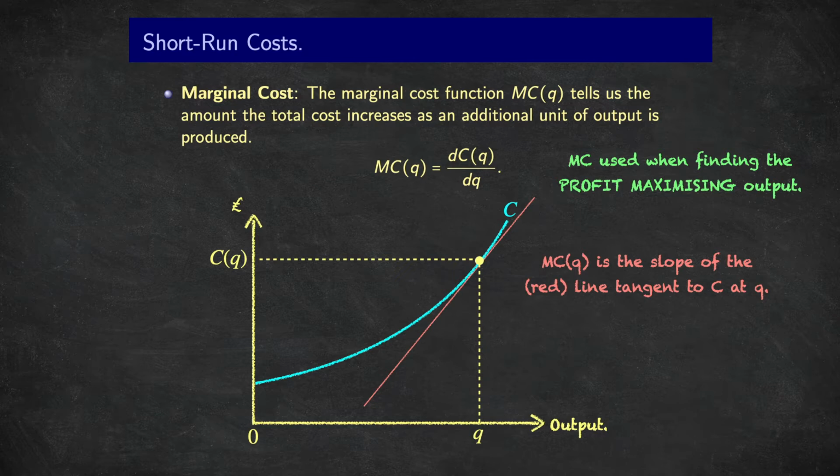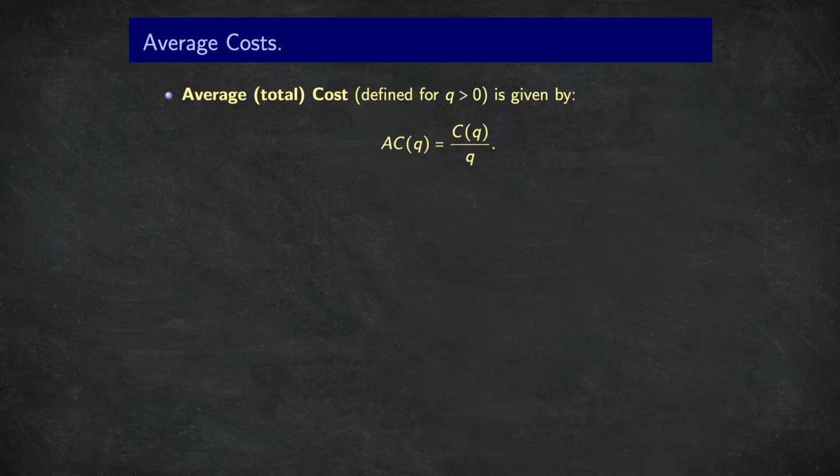In this case, the marginal cost at a particular point, so MC(Q), would be the slope of this red line, which is tangent to the cost function at that particular value of output Q. Marginal cost is the first important thing that a firm needs to know in order to decide how to produce, so to decide its profit maximizing level of output.